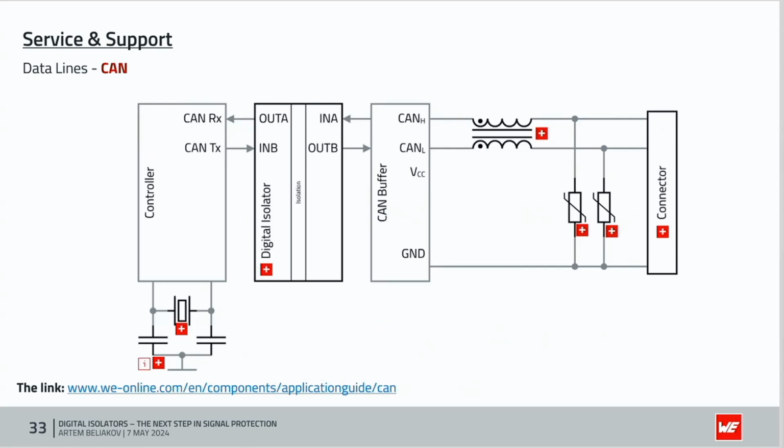For example, if you go inside the isolated CAN interface, you can find not only information about the recommended digital isolator, but also, if you click on this red square or that, our recommendations for common mode line filters, TVS diodes, ESD suppressors, connectors, capacitors, quartz crystals, and many other recommended components, which you can also find in the Wurth Electronic portfolio.